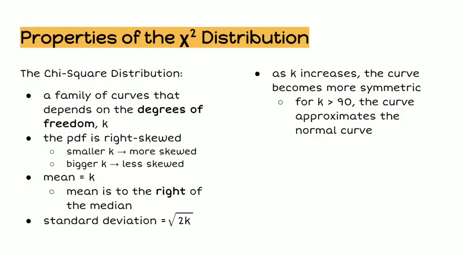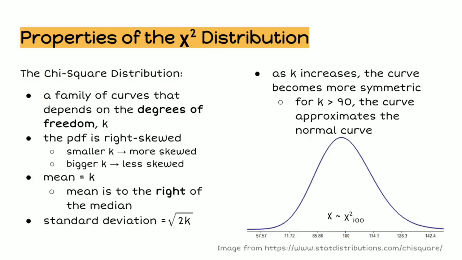So for very, very large samples, the chi-square distribution is going to look very similar to the normal curve. And we can see here, this is a picture of the chi-square distribution for a degrees of freedom of 100. And it looks like a bell-shaped normal curve with a mean at 100.